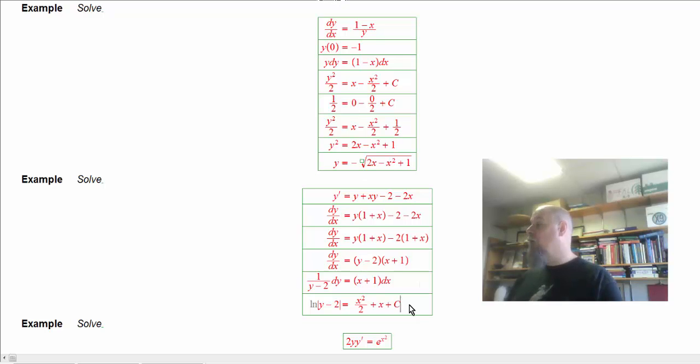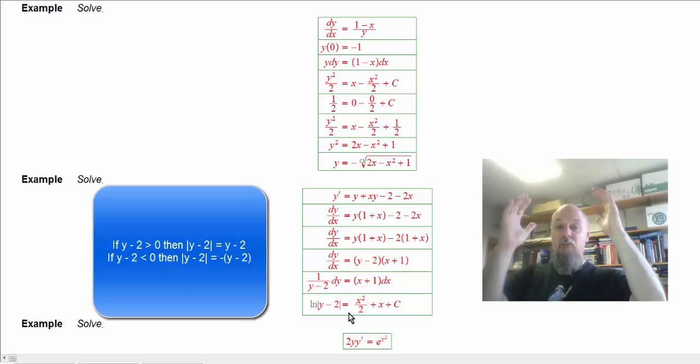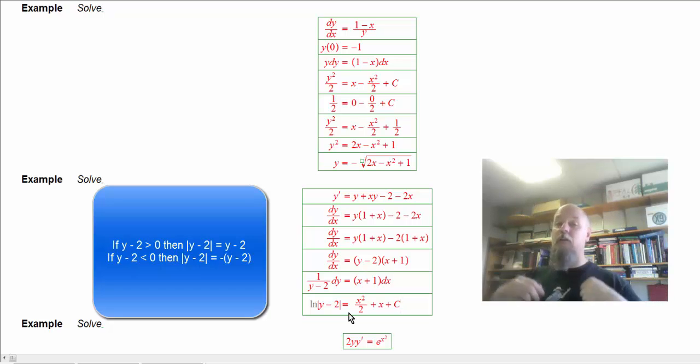Now, I can't figure out that constant because they didn't give me any initial conditions. If they did give me an initial condition, though, they would tell me what y is equal to. Say they said that the initial condition was when x is equal to 0, y is equal to 5 or something. Well, they're telling me that y minus 2 is on the positive side. So if y minus 2 is on the positive side, I should replace those absolute value bars with just straight brackets because y is greater than 2.